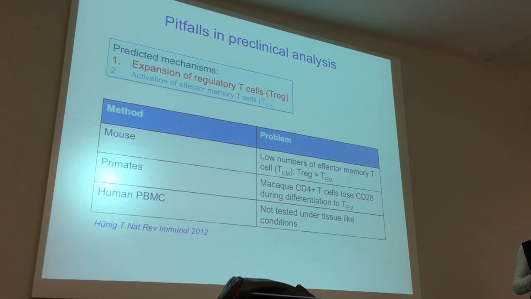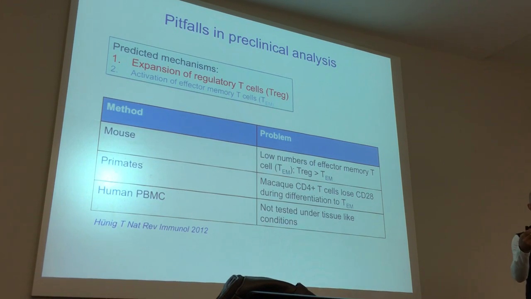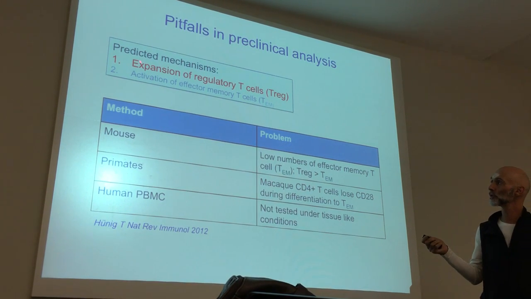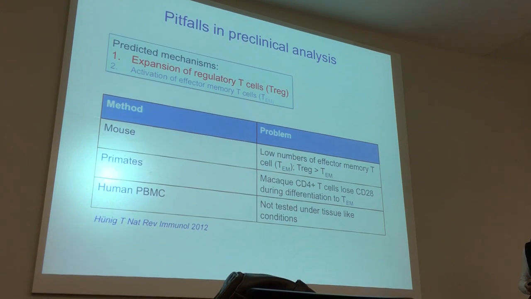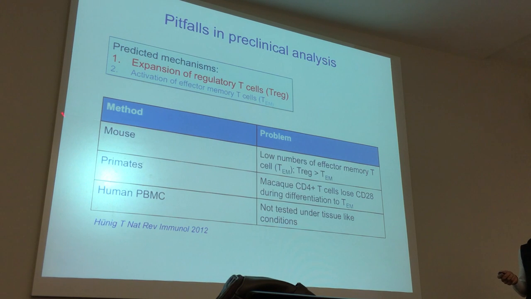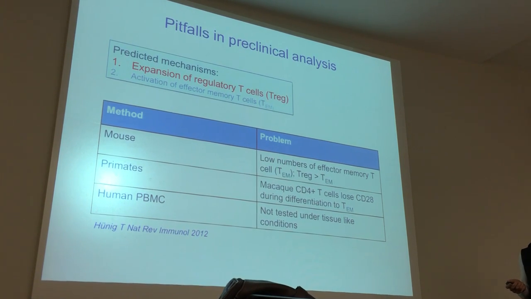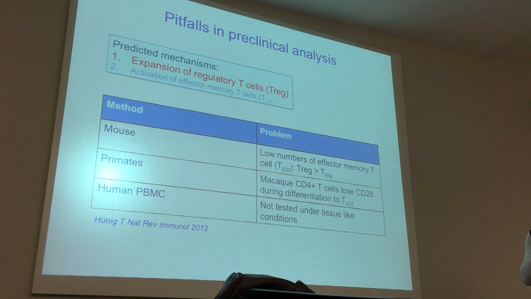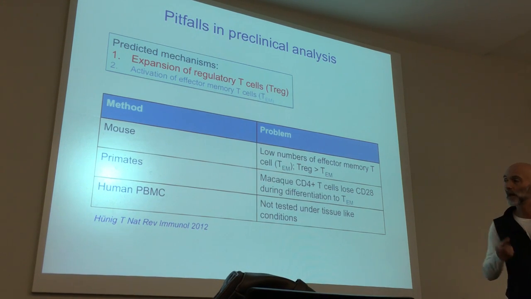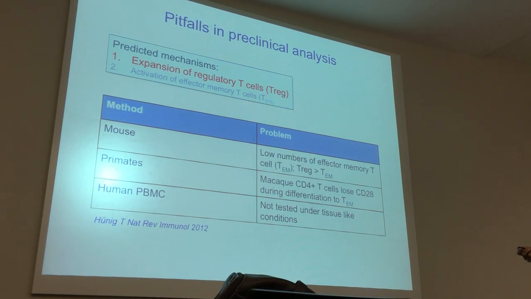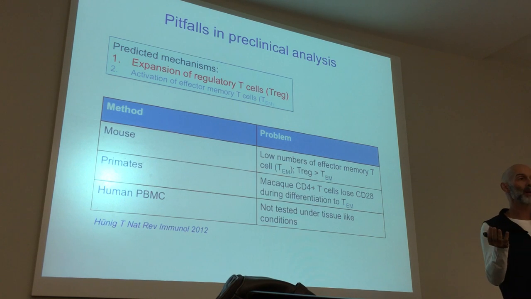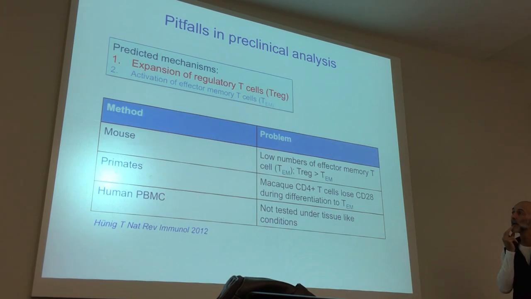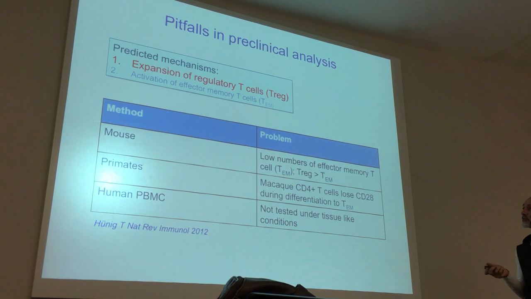In the preclinical analysis, they actually made a lot of experiments to prove this concept and to exclude the possibility of the activation of effector memory T cells. They did studies in the mouse, primate studies in monkeys, and also with human PBMCs. But as you can see from this hypothesis, which is very recent, there are always problems with these safety barriers, because in the mouse, the inbred mice here in our laboratories, they only have very, very low numbers of effector memory T cells.